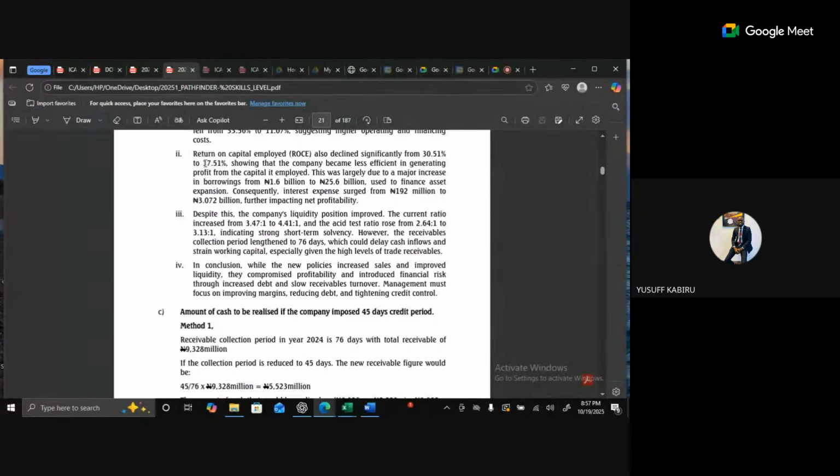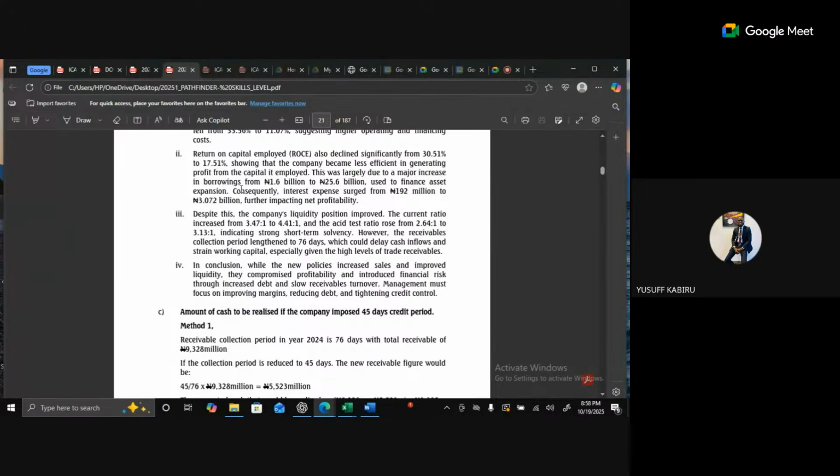So it's not only the ratio you calculated and compared, you're also bringing in these figures just to make your answer more presentable and more professional. So bring in the figures where necessary, bring in the ratio when necessary, link it to the scenario where necessary. Look at where they link it to the scenario here: used to finance asset expansion, right? So remember they said earlier that they bought more assets in order to meet up with the increase in sales. So that is what they brought in here. For them to buy that asset, it means they had to borrow more money, and that is the reason why their borrowing increased this much. So that is just how you do it.